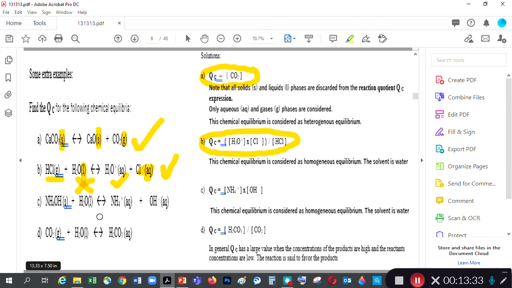For C, we have to look. We have ammonium hydroxide solid. This is out. It's not considered.